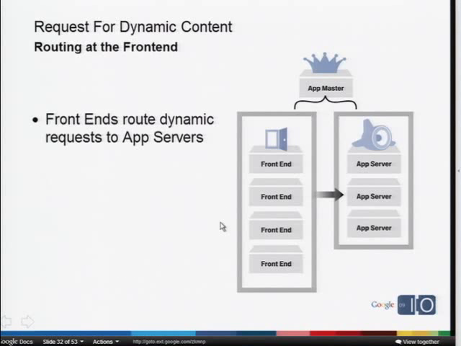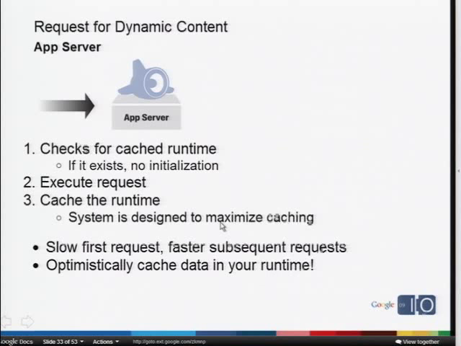So the first step in routing a dynamic content request is at the front end. Any requests that don't match static requests and match one of the other regular expressions in your configuration get routed to the app servers. The app server checks to see if there's a runtime in the cache, and I'll talk about it a little bit more in a second. If that exists, it uses it. Otherwise, it turns up a new runtime for your application, executes the request, and then holds on to that runtime in memory.